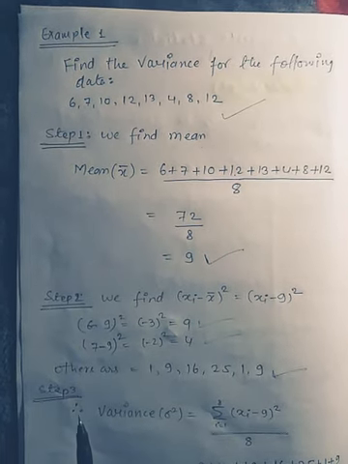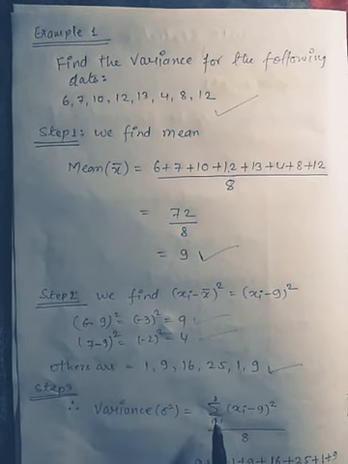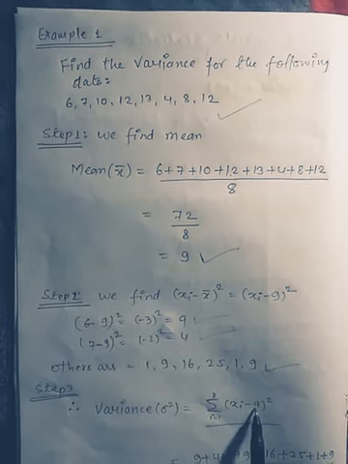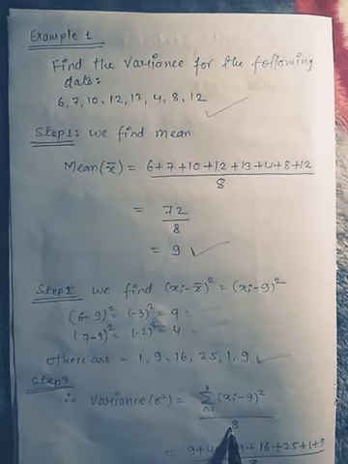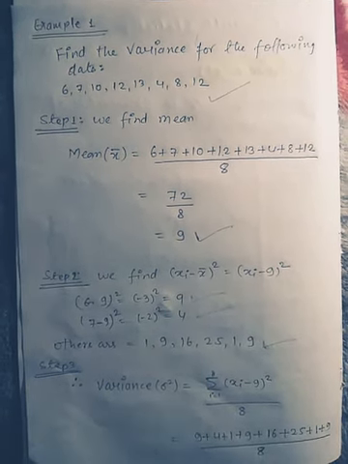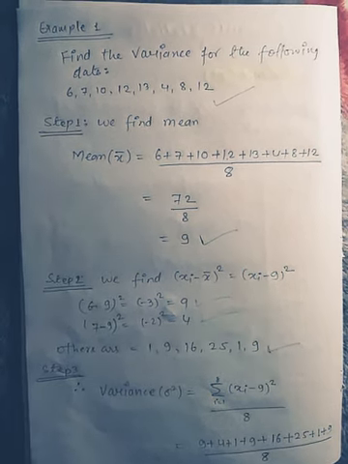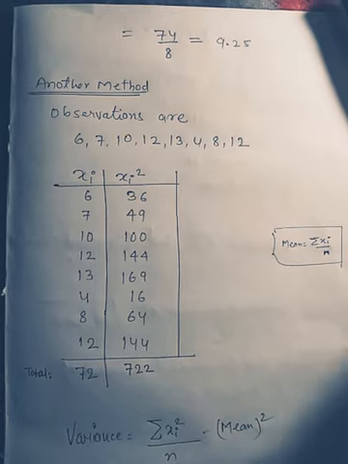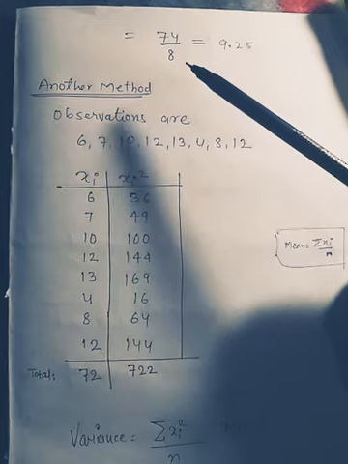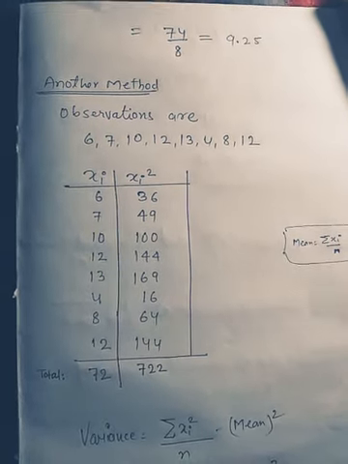Step 3, the formula for variance is summation of xi minus mean whole square upon number of observations, that is 8. We get the summation is 74, the number of observations is 8, so after simplify, the variance is 9.25.